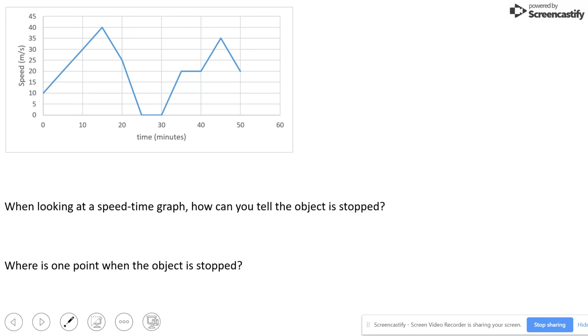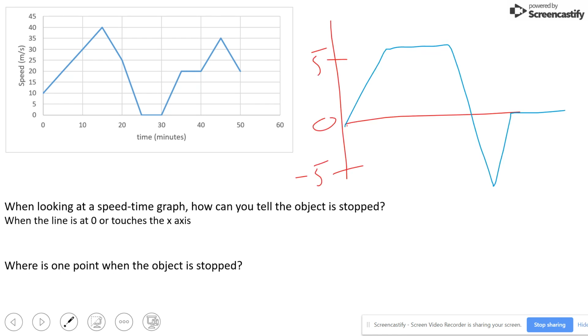For this last one, we're going to look at how you know if an object is stopped. For this, it's any time when the line is at 0 or touches the x-axis. So on this graph, there's only 1 point when this happens. So I'm going to draw an example off to the side. So if we've got our speed here along the side, we've got time as we go on. And so we have a car that's accelerating, holding constant, has a negative acceleration, has a positive acceleration, and then is holding a constant speed again.